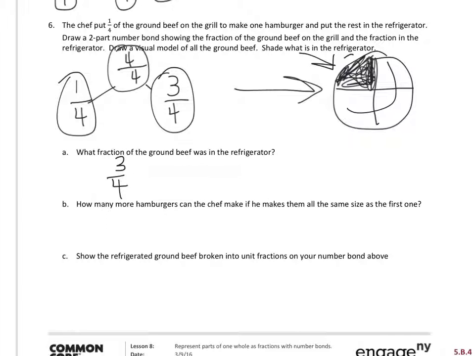How many more hamburgers can the chef make if he makes them all the same size as the first one? If he makes them all the same size, which took 1/4 for one, that means the other ones are going to take 1/4, 2/4, 3/4. So he could make 3 more hamburgers.